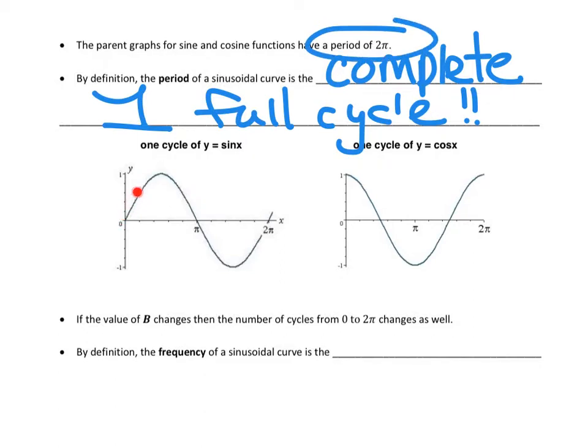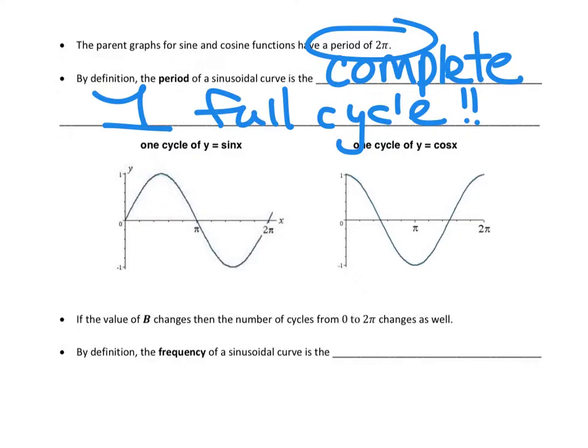One cycle of the sine curve, so get it sketched, is a hump above and a hump below, and it should end at 2 pi. That is one full cycle. Then we'll graph cosine in your notebook, and one full cycle of cosine should end at 2 pi. It starts high, hits its min in the middle, and then ends high. This is one full cycle of cosine, one full cycle of sine.